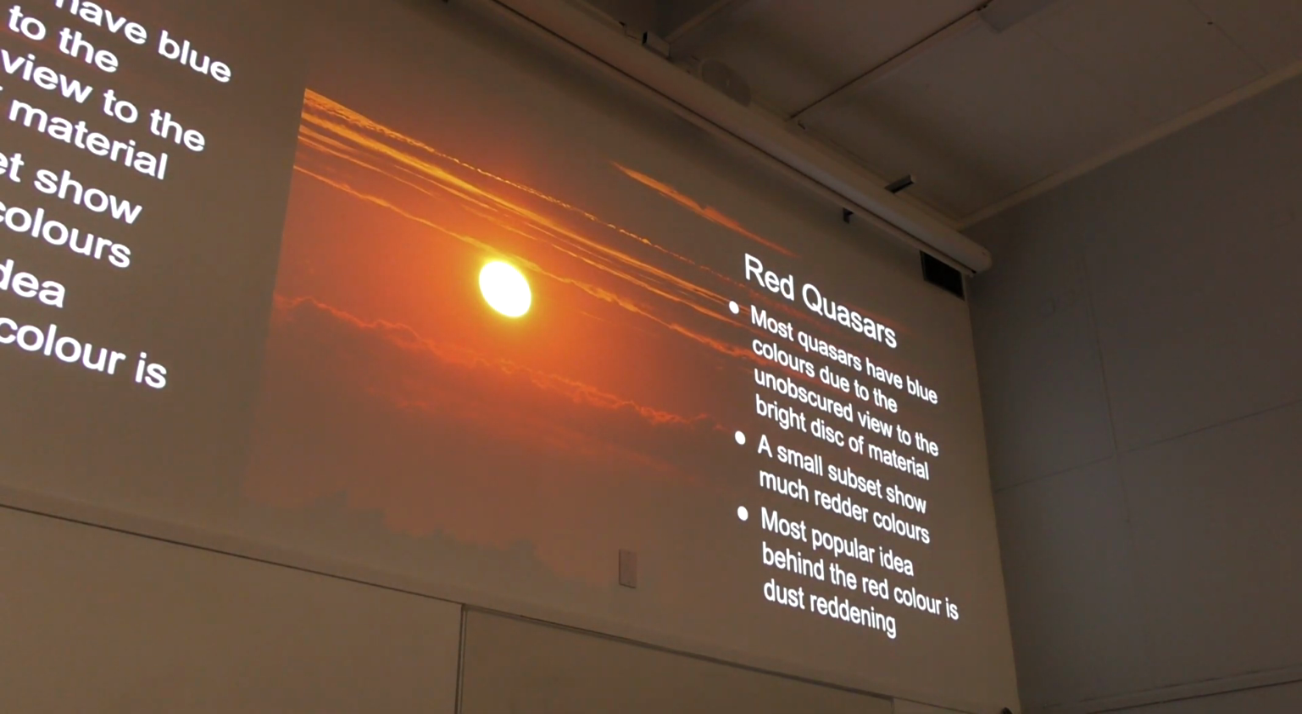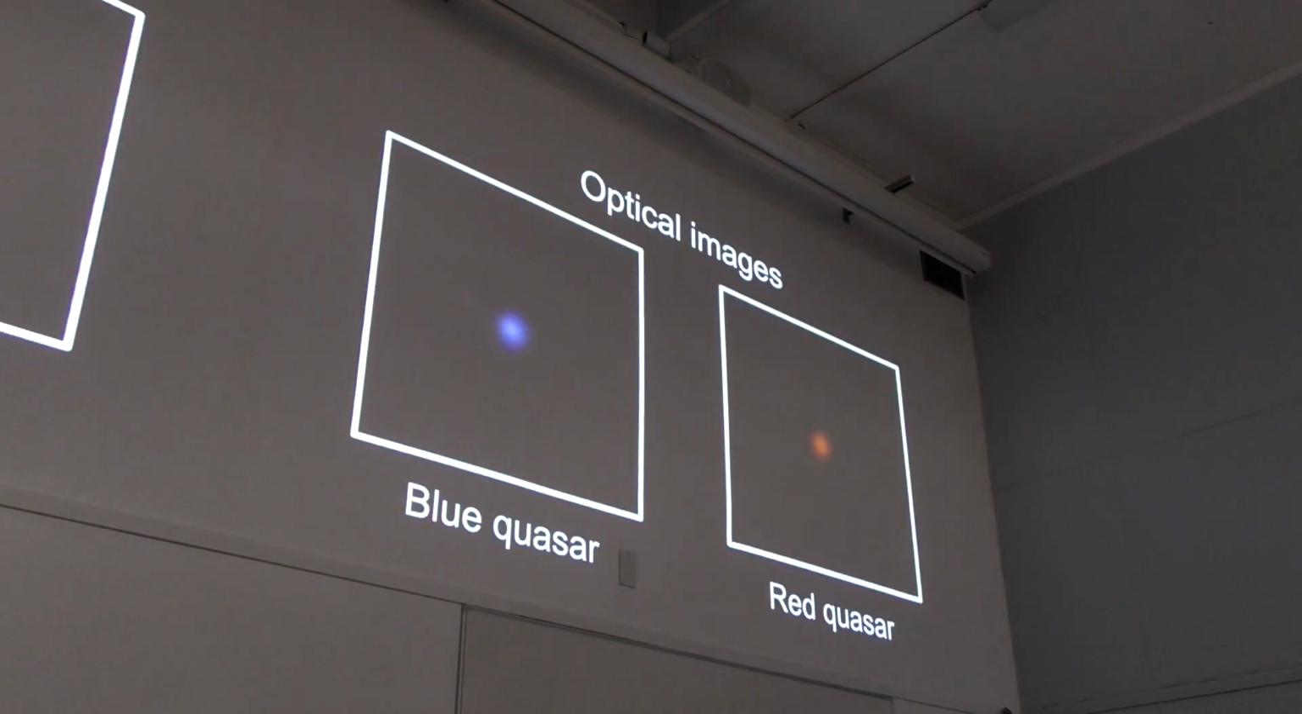Why do they appear red? We think they're red due to dust reddening. I've shown a picture of a sunset here. As the sun gets lower in the sky, the sunlight has to travel through more of the atmosphere, so the blue light gets preferentially scattered, and your sunsets appear red. We think there's something similar happening in red quasars. There's some kind of material that's either absorbing or scattering blue light. And just to reiterate, these are real images. This is a blue quasar, this is a red quasar. In the optical, they just appear blue and red, hence the name.